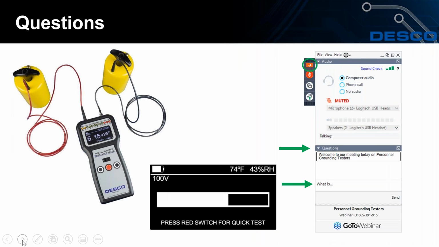So do we have any more questions, Jeffrey? We have one more, actually, on that picture right there. When would you use the quick test function?